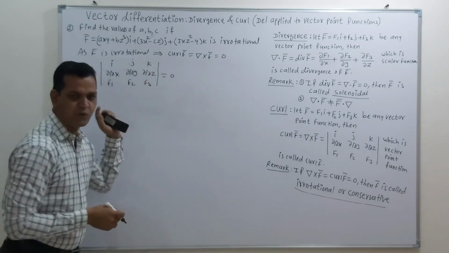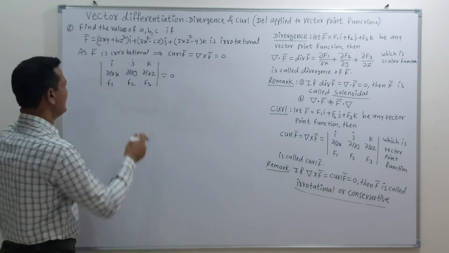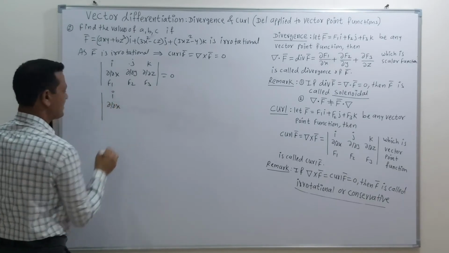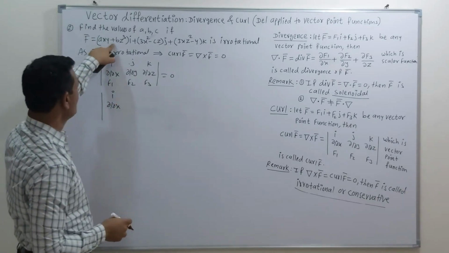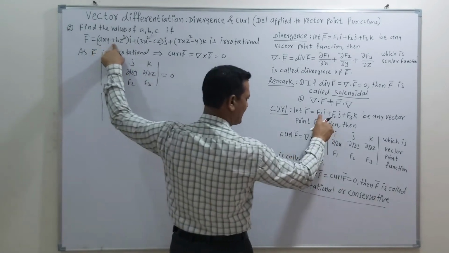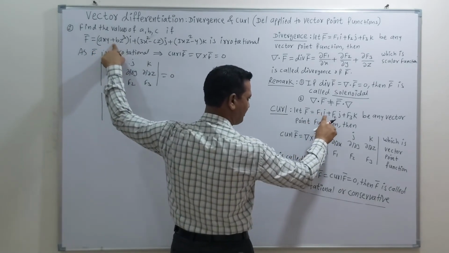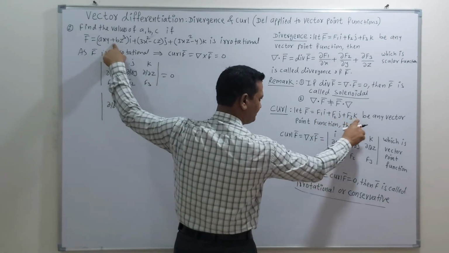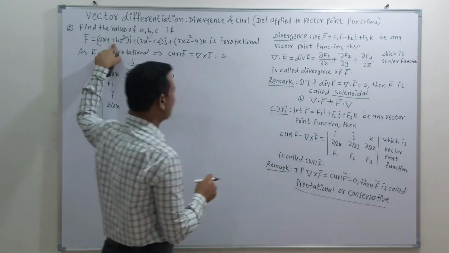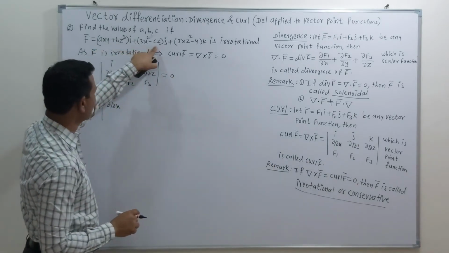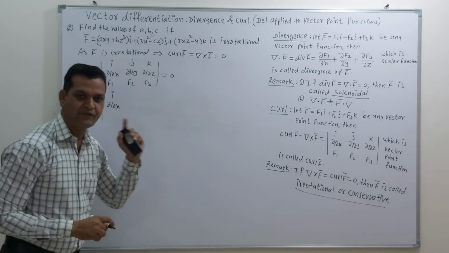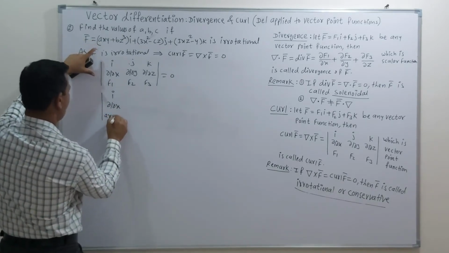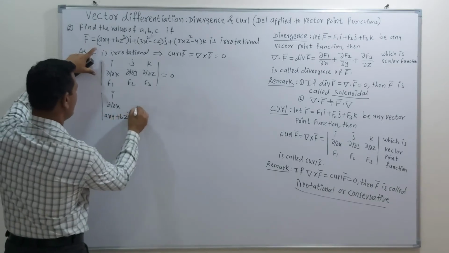Now let's put the values of f1, f2 and f3 in this determinant. So we get i, then partial derivative with respect to x of the value of f1. If we compare this with the definition of f bar, which is f1 i, the coefficient of unit vector i is the value of f1, the coefficient of unit vector j is the value of f2, and the coefficient of k is the value of f3. So now we can write this as axy + bz³.